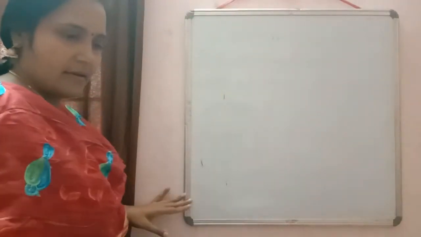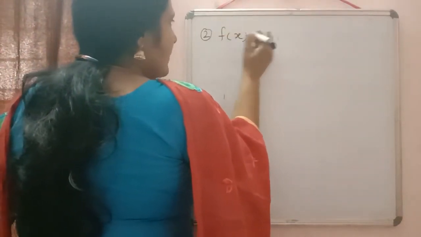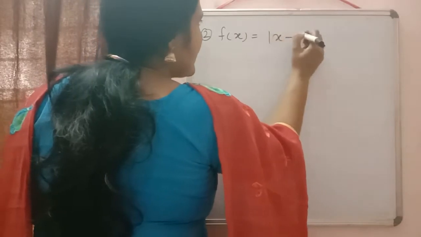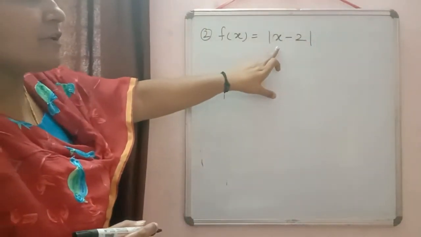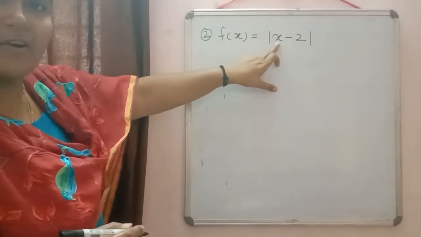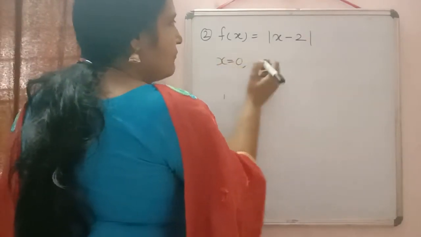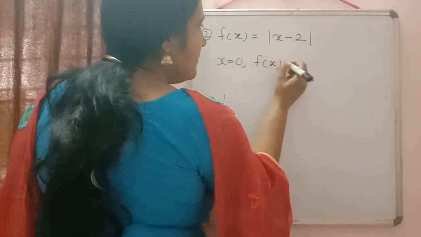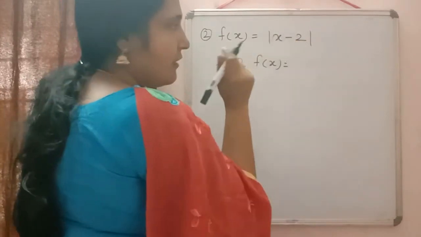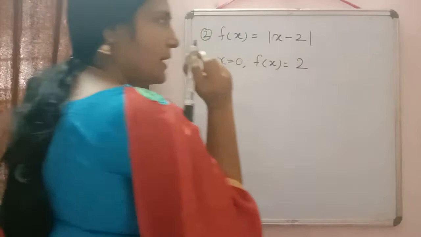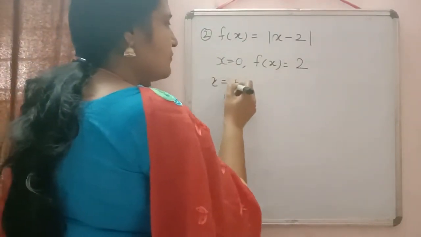Next question. F of x is equal to mod x minus 2. Again, what can you say about the possible values of x? X can be 0. If x is equal to 0, we will get f of x is equal to modulus of 0 minus 2, which is modulus of minus 2, and modulus of minus 2 is plus 2 only. Just to take any other value, x is equal to 5.